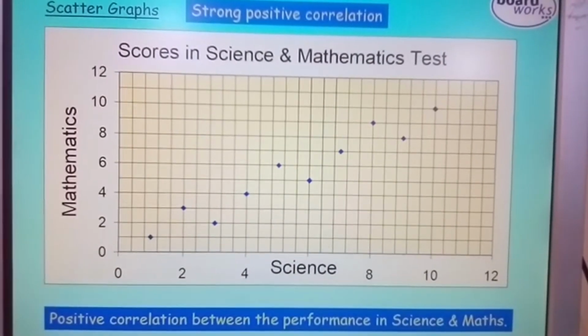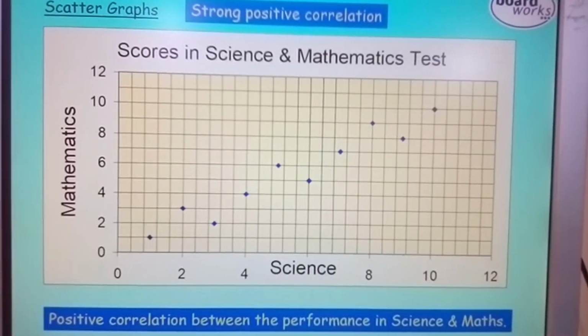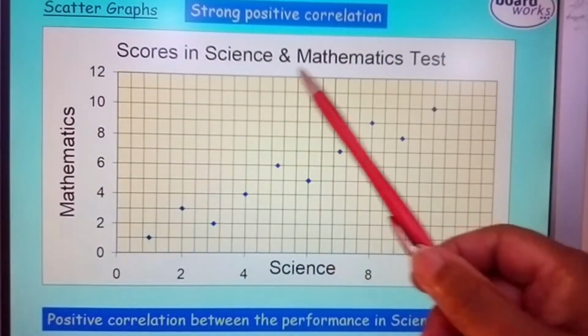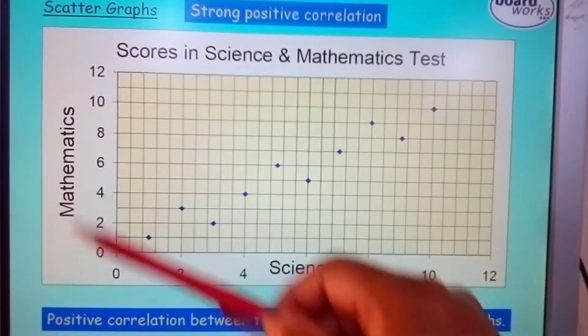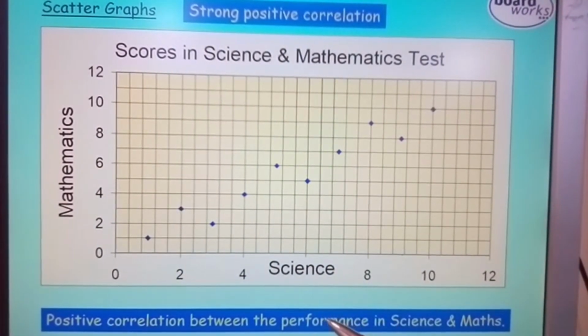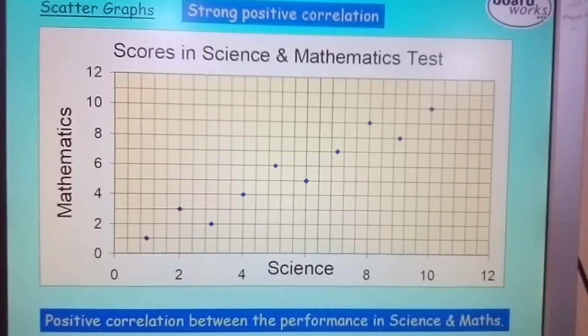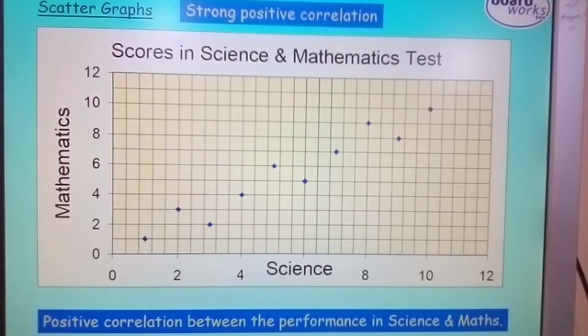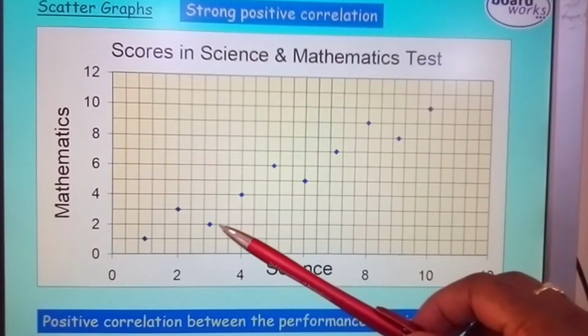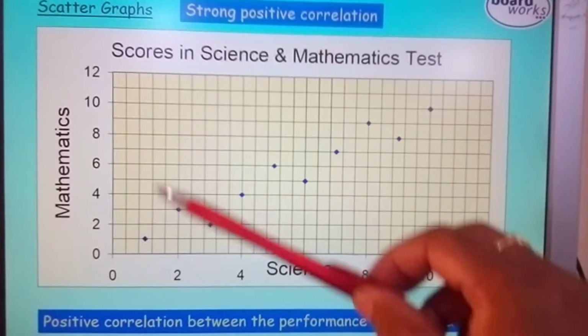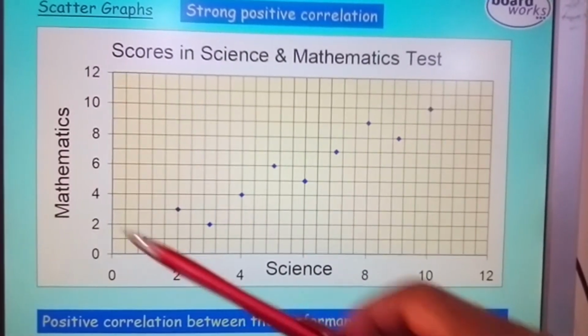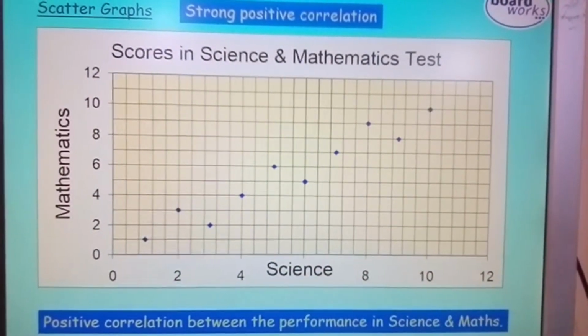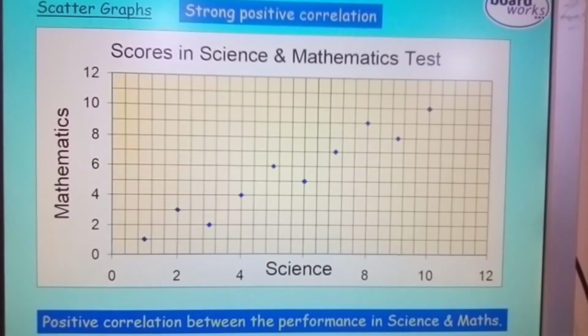Right, scatter graph: strong positive correlation. Now, scores in science and mathematics tests. There is a positive correlation between the performance in science and maths. It's just showing you that the scores in science and mathematics are almost similar. That's what it's trying to say, basically.